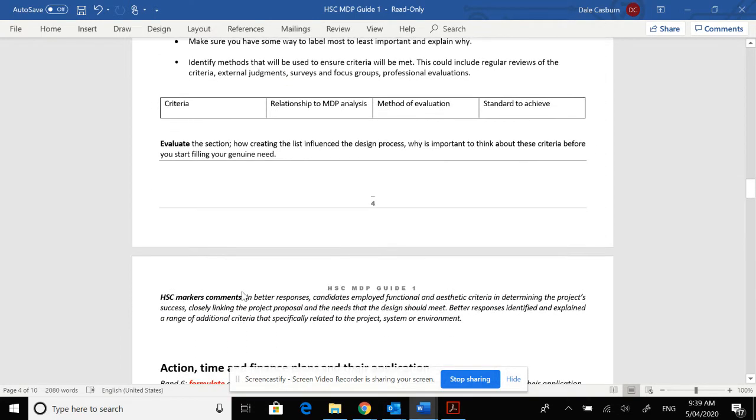The markers' comments, just gone over the page there. In better responses, candidates employed functional and aesthetic criteria. They're probably going to be the most important for any design in determining the product's success, closely linked to the project proposal. So I'm always looking back at my identification of need and saying, this is what I said I was going to do. Do these criteria fit? And better responses identified and explained a range of additional criteria that's specifically related to the product, system, or environment.